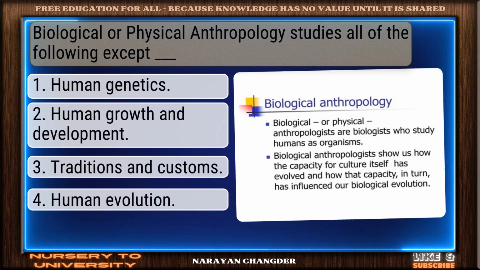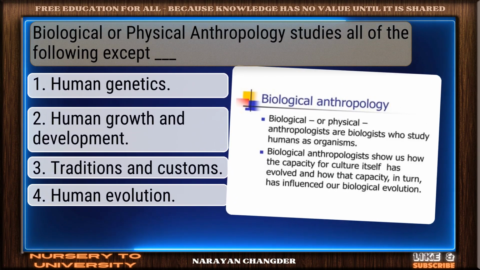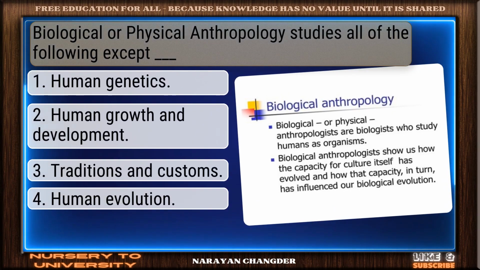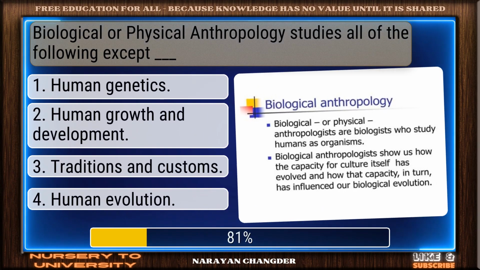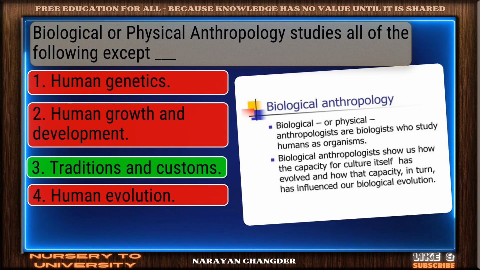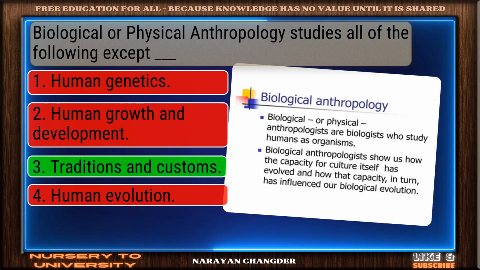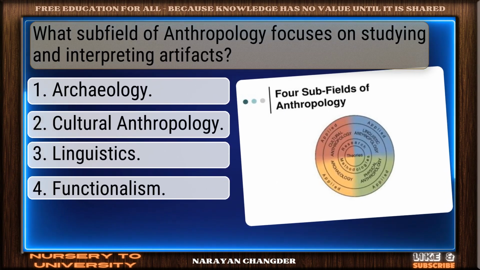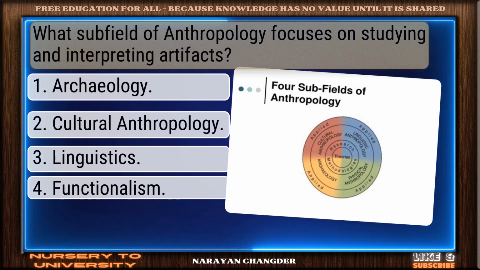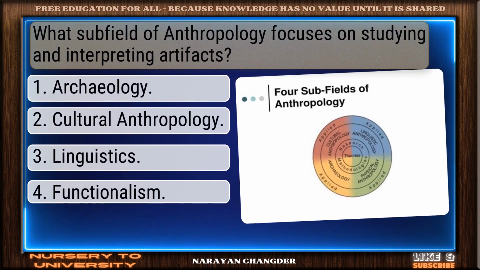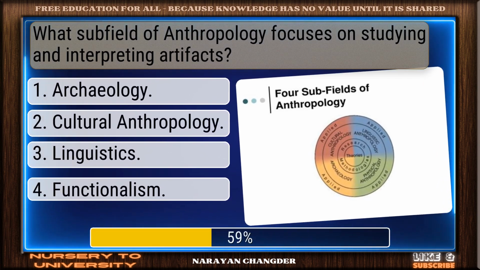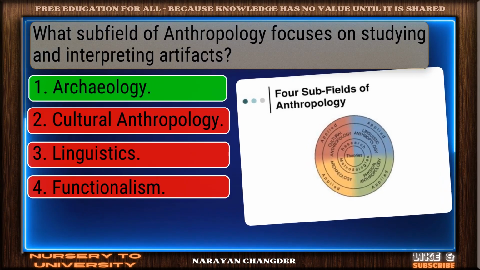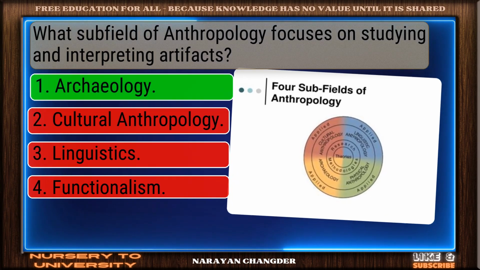Biological or physical anthropology studies all of the following except dash. You're right. Traditions and customs is the correct answer. What subfield of anthropology focuses on studying and interpreting artifacts? Well done. Archaeology is the right choice.